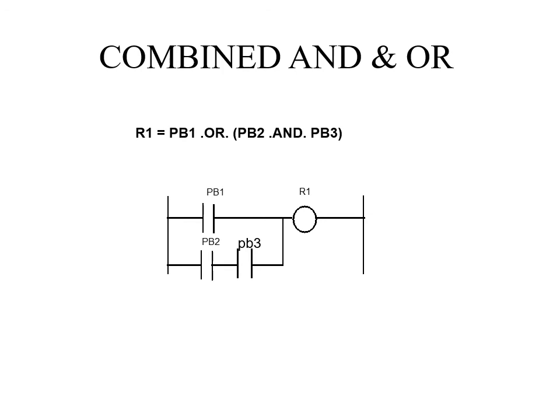And now if we write this down, as you can see, R1 is equal to PB1 OR (PB2 AND PB3). Take note, the parenthesis is important in this case. This is just like mathematical operations.